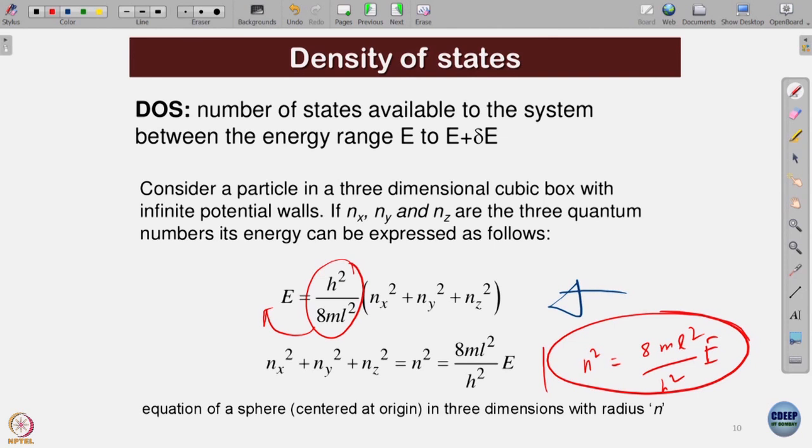I can call this n x square plus n y square plus n z square equal to n square, like x square plus y square plus z square equal to a square, and that is the equation of a sphere. So this is the equation of a sphere, centered at the origin in 3 dimensions, and then I will have something very interesting to do. That becomes the radius, and I know the radius. That radius in turn is given by that.